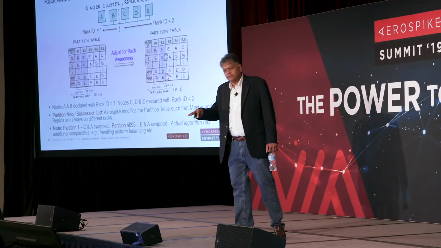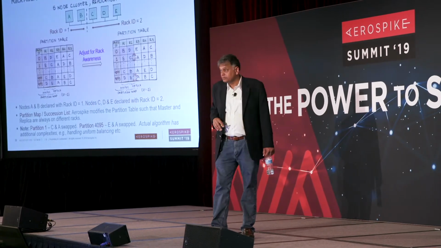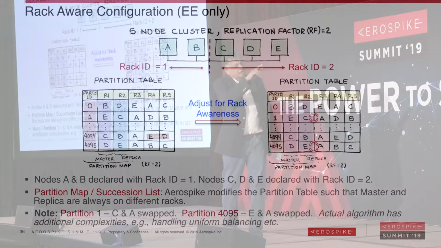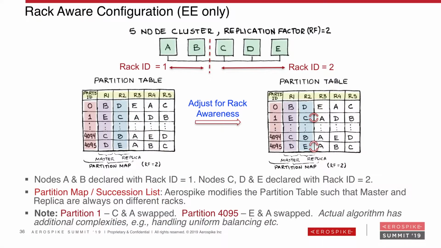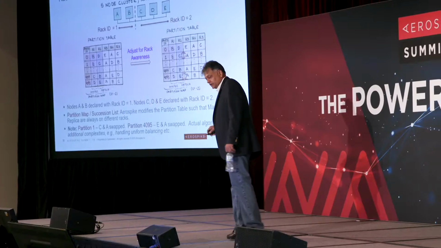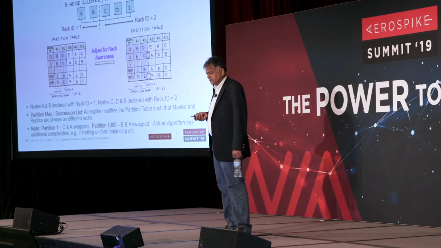So it'll first build the partition table by our hashing algorithm and look for wherever there are conflicts, which means in partition 1, let's say E and C are master and replica, and they are on the same rack too. It'll switch out C with A, the next one. So your partition table will be adjusted to make sure that rack awareness is satisfied. So that's how rack awareness works. Okay?